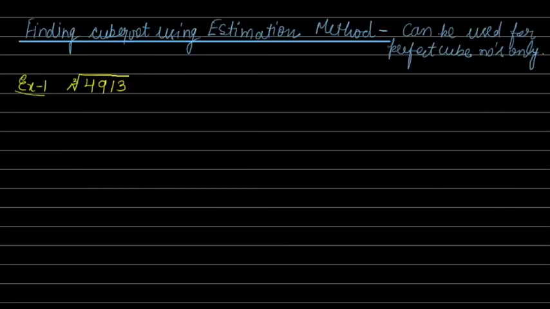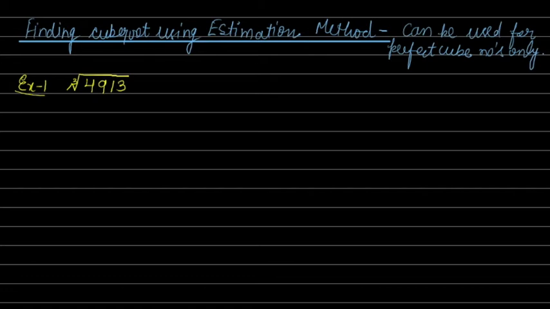Okay. So now the last topic which I am going to explain in the introduction portion is finding the cube root using the estimation method. That's a very interesting topic and a very short way to calculate the cube root of the given number. But you see I have written here that this method can be used only if the given number is a perfect cube number. Then only we can make use of this method. Okay. So how do we calculate it?